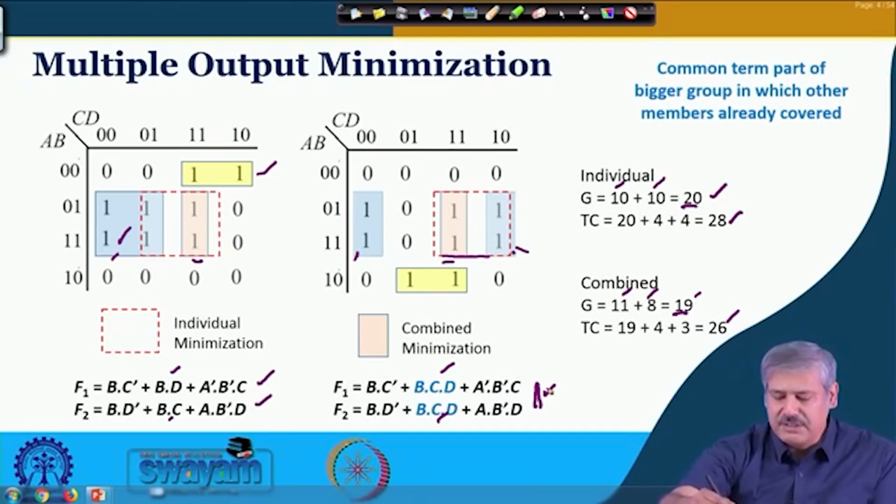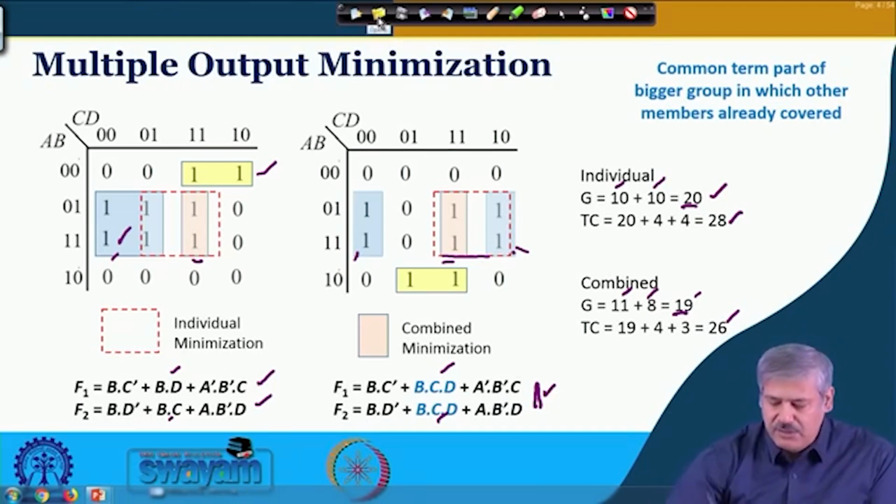So, this is what we find when the common term is a part of a bigger group where the members are already covered by other prime implicants in individual cases.